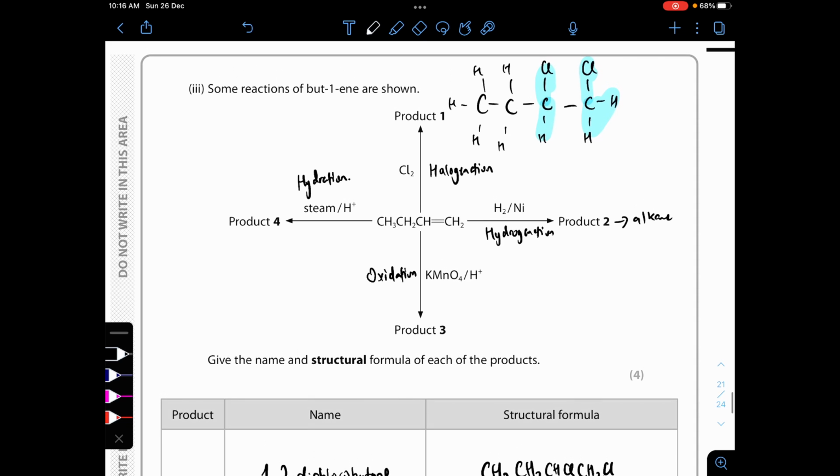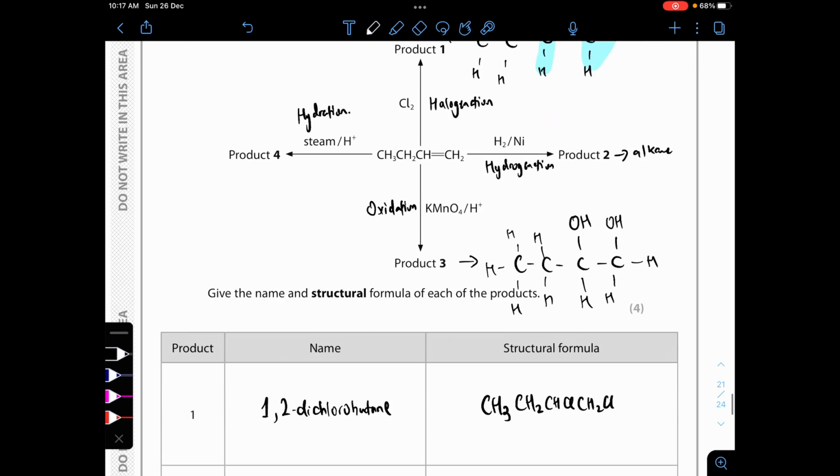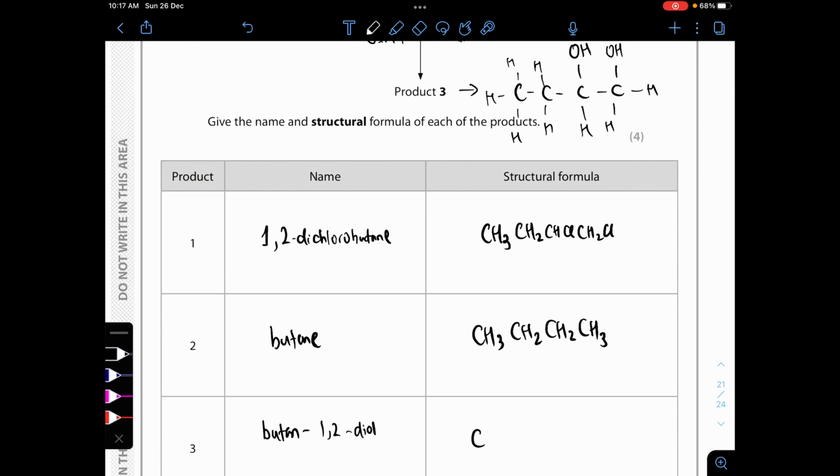Look at product 3, that's oxidation. So instead of the Cl's, it'll be very similar to what we did over here. So we have C, but instead of the chlorines, we have OH, and then the same hydrogens. How would we name it? Instead of 1,2-dichloro, when you talk about alcohols, that'll be butane-1,2-diol, because there are 2 OH groups. The structural formula is the same as the first one, but instead of the Cl, now we add our OH. So CH3, CH2, CHOH, and then CH2OH.